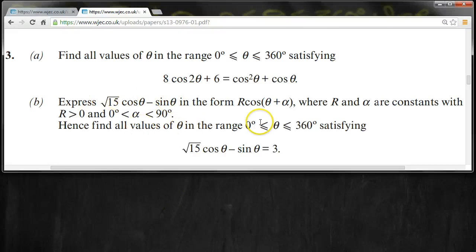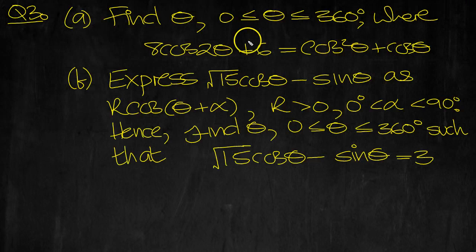So here's the question then, part A and part B. Let's have a look at it here. I've summarized it here. First of all, this one here. The double angle formula, first of all, part A. So let's just remind ourselves of that.